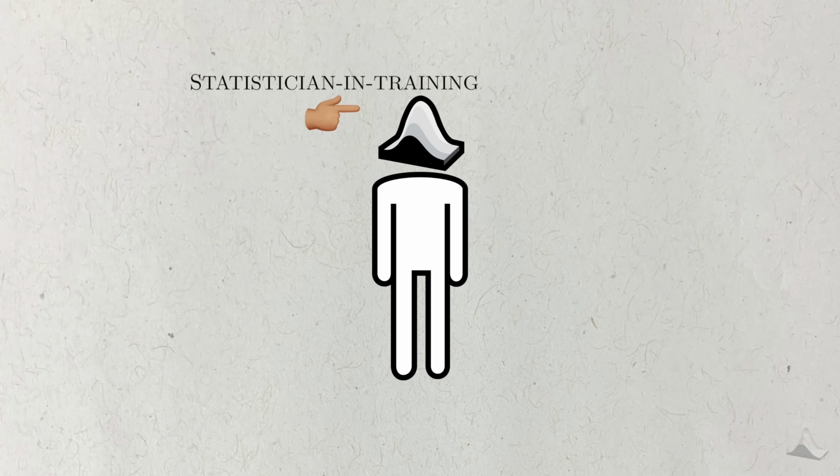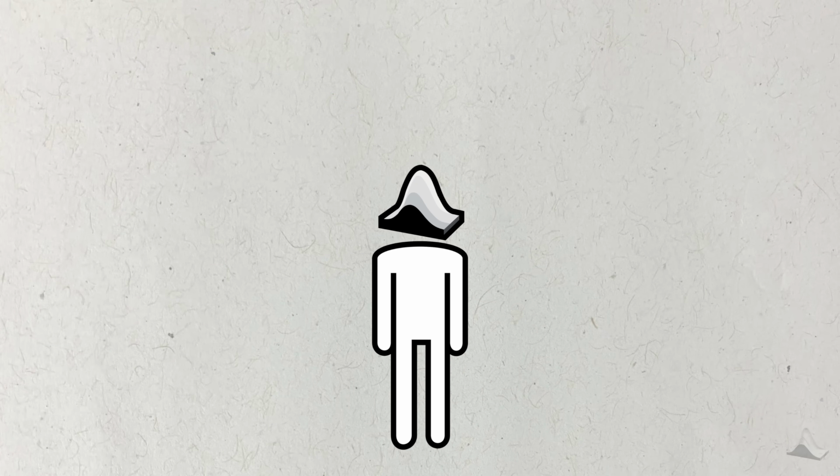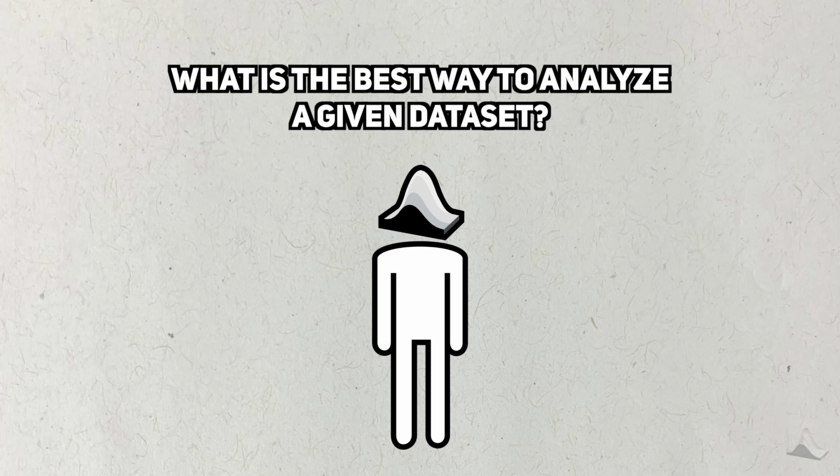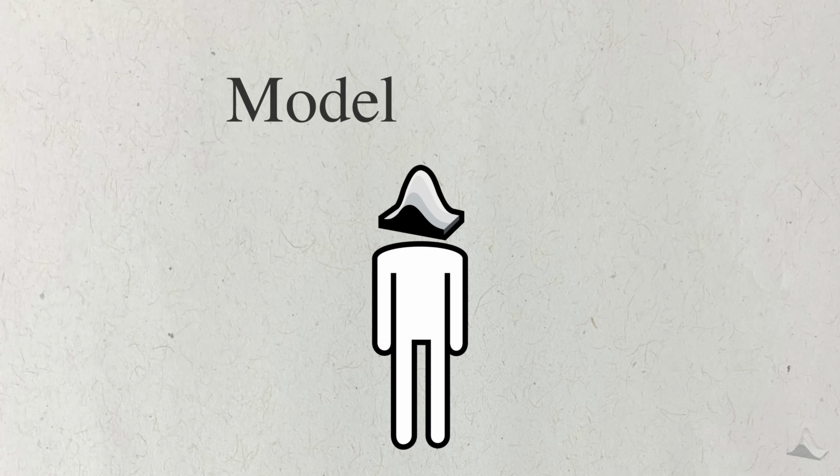People who work with statistics and machine learning often run into a recurring problem. What is the best way to analyze a given dataset? By choosing a method that closely models the processes that create the data, it increases our chances of finding a significant result or making better predictions.